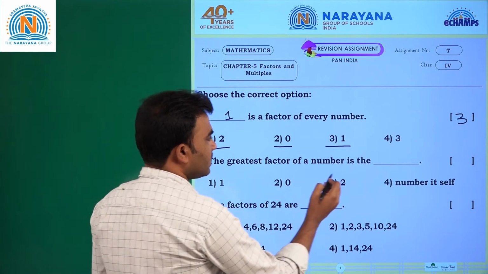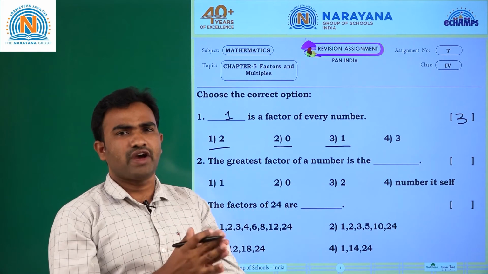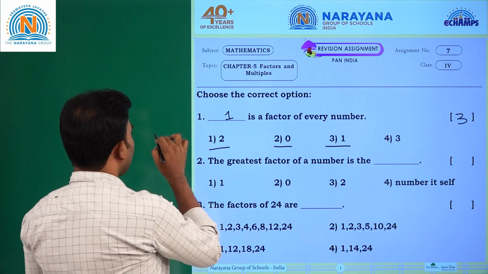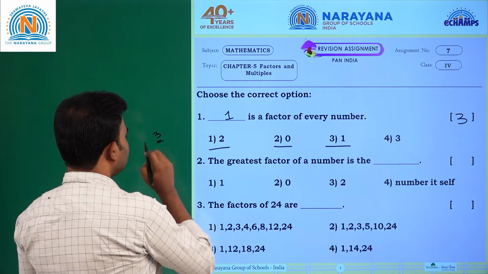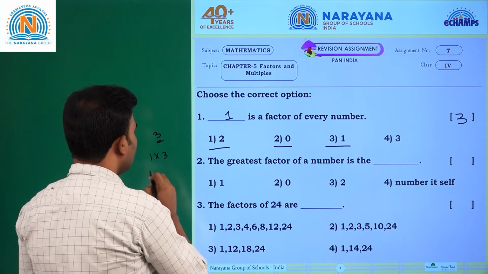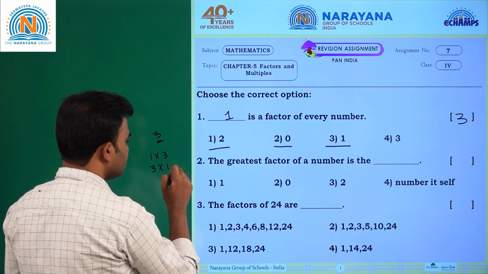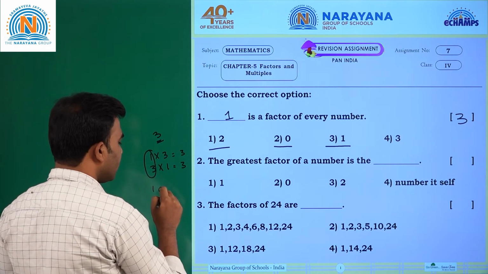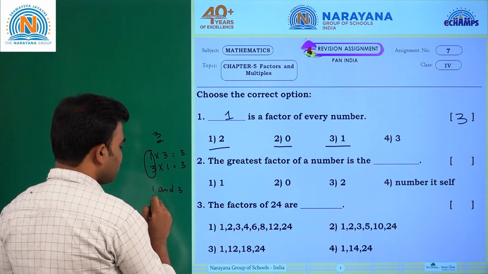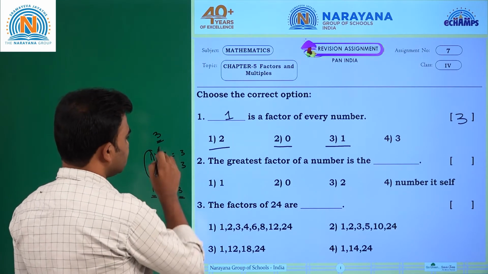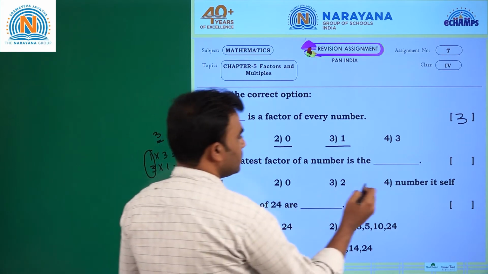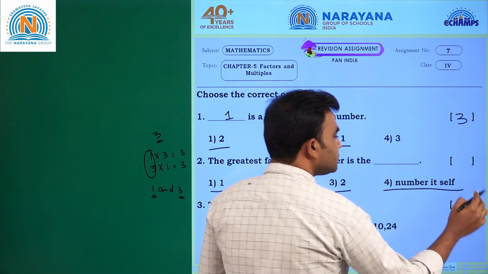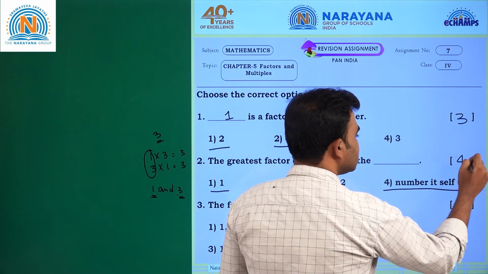The greatest factor of a number is the dash. See, the greatest factor of a number is the number itself. For example, take the factors of 3. The factors of 3 are 1 into 3, or else 3 into 1, is equal to 3. In this, the factors of 3 are 1 and 3. The smallest factor is 1 and the greatest factor is 3, the same number. So, the number itself. In this, first option 1, second option 0, third option 2 and fourth option number itself. So, option 4 is our answer.